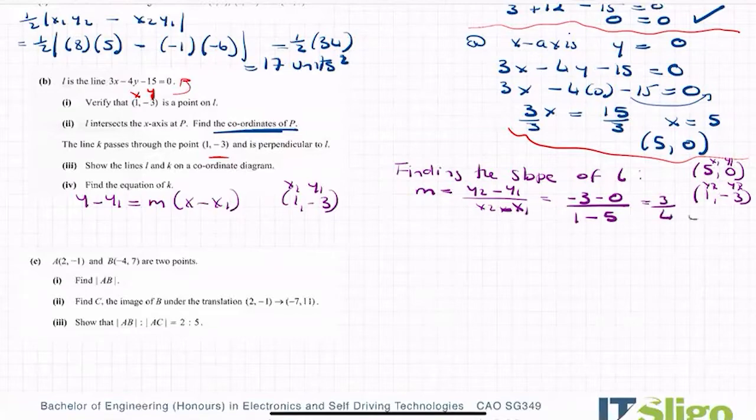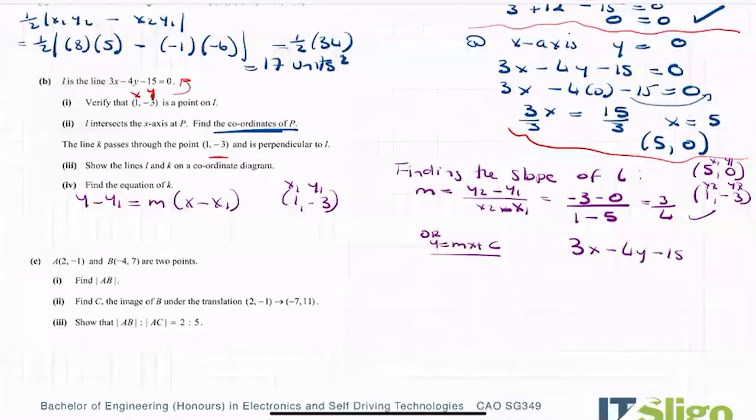Okay, so that's the slope of L. Or I could have used y is equal to mx plus c to find the slope. So how would I do that? Well, you take the equation of L and you write it in this order. So y's, so minus 4y, then it wants the equals to sign. Then it wants the x's.